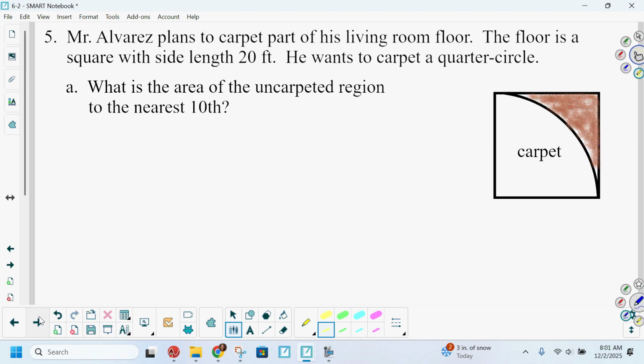Number 5 says, Mr. Alvarez plans to carpet part of his living room floor. The floor is a square with a side length of 20 feet. He wants to carpet a quarter circle. What is the area of the uncarpeted region to the nearest tenth? All right, so it's a square. All these sides are 20.